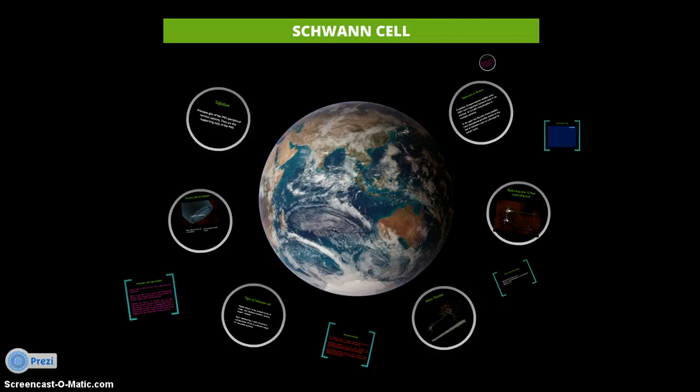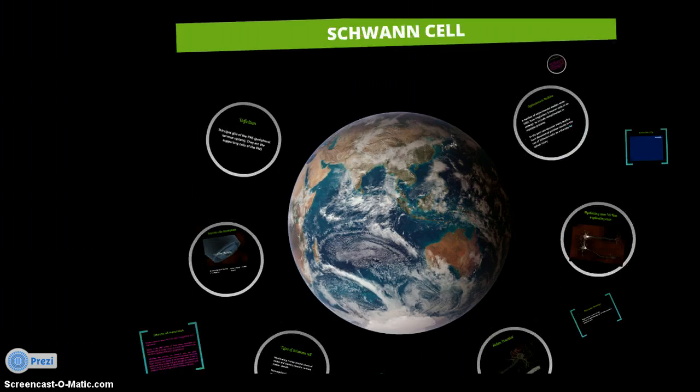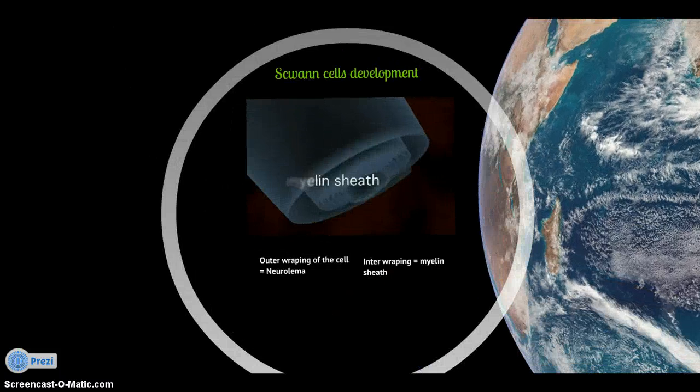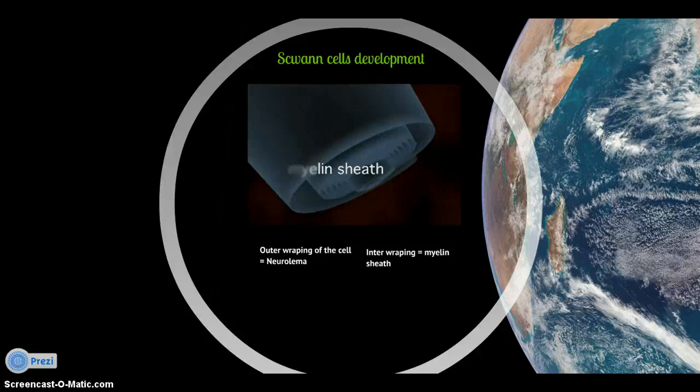Going to talk about Schwann cells. When we talk about Schwann cells, we should know that those are principal glia of the PNS, peripheral nervous system. They are the supporting cells of the PNS. Now we are going to present a video about Schwann cell development.